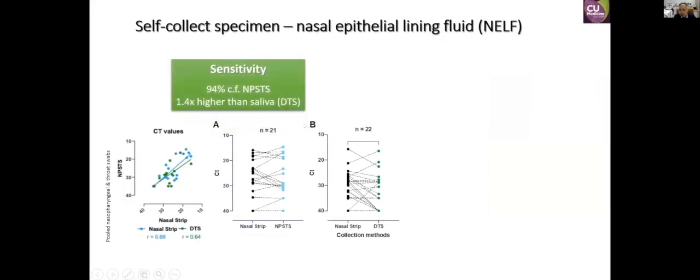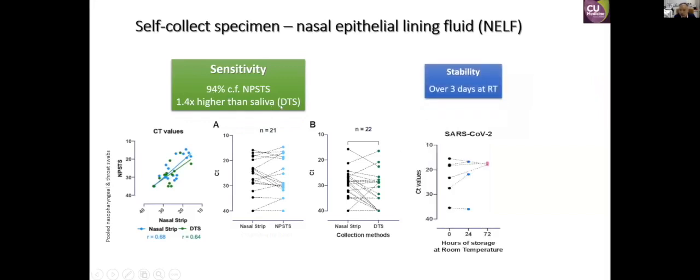So the result is that compared with deep throat saliva, this kind of nasal epithelial lining fluid gives you a very good sensitivity, 94%, actually better than deep throat saliva. And the sample is very stable over 3 days, so it is a very good method as a self-collected sample for older children.